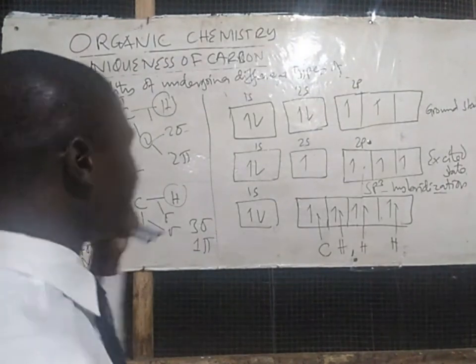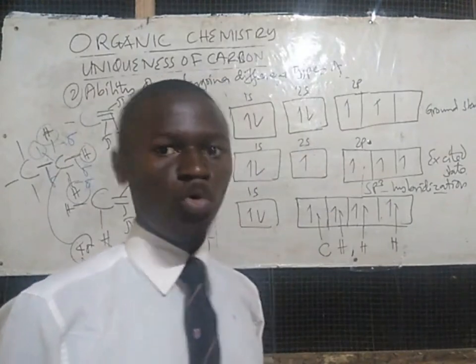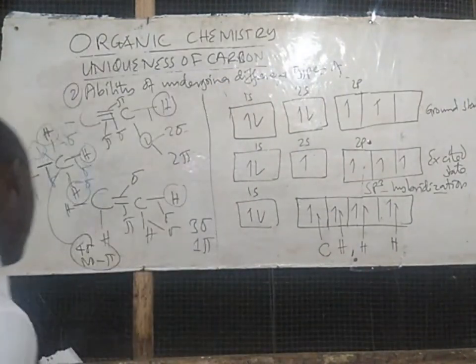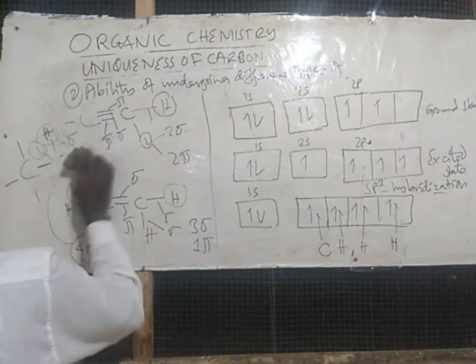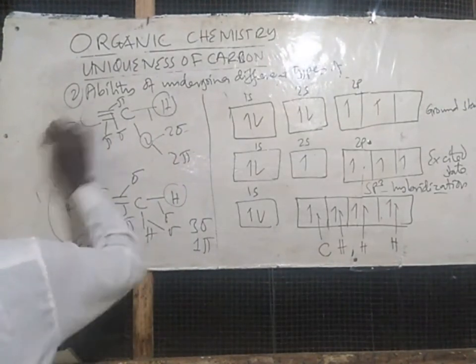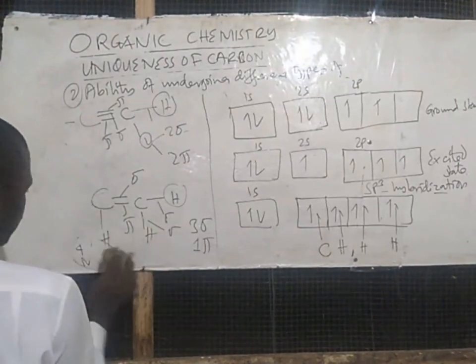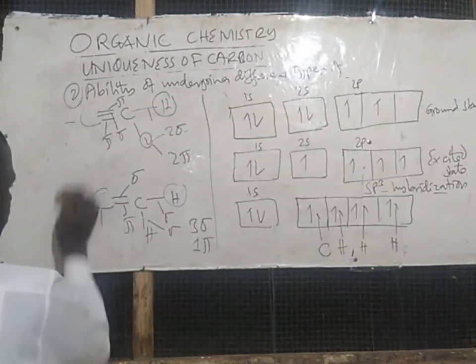Now let's move to alkene and alkyne. What will be the hybridization state of carbon? Now let's look at this compound and start our discussion on these two remaining categories of organic compounds.